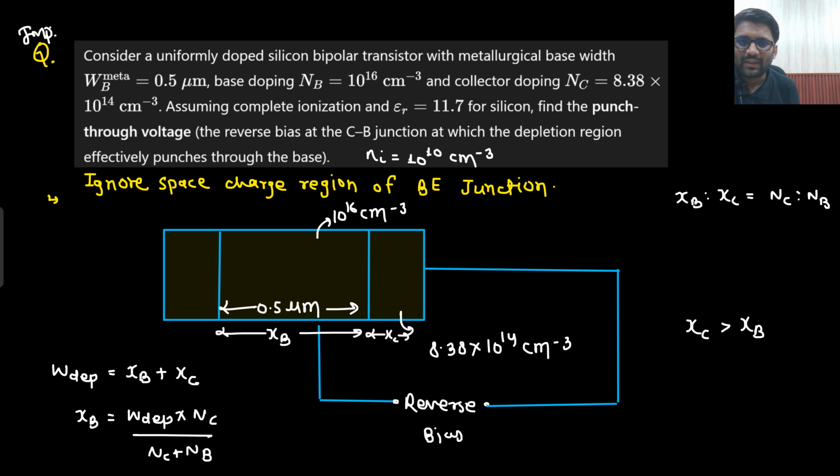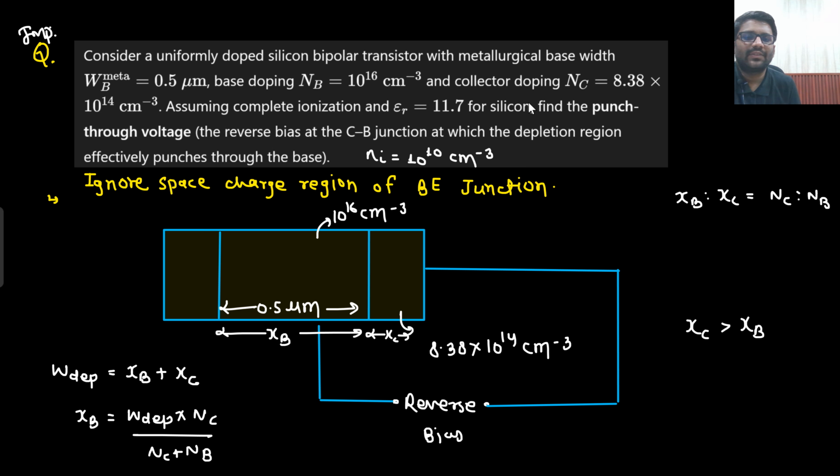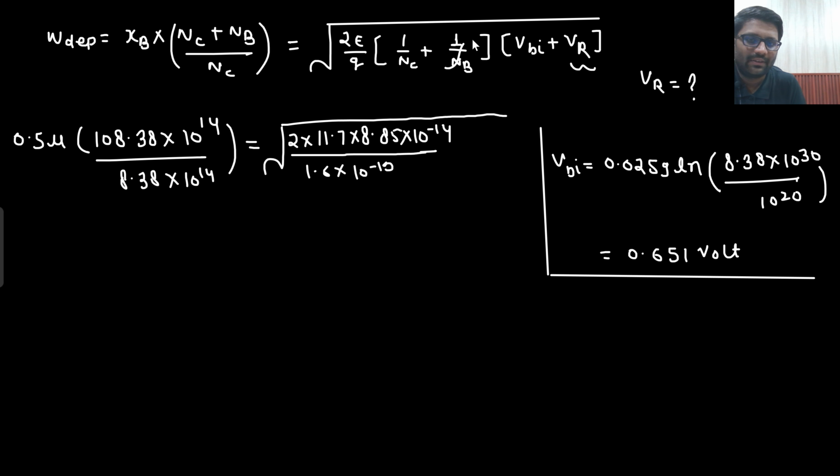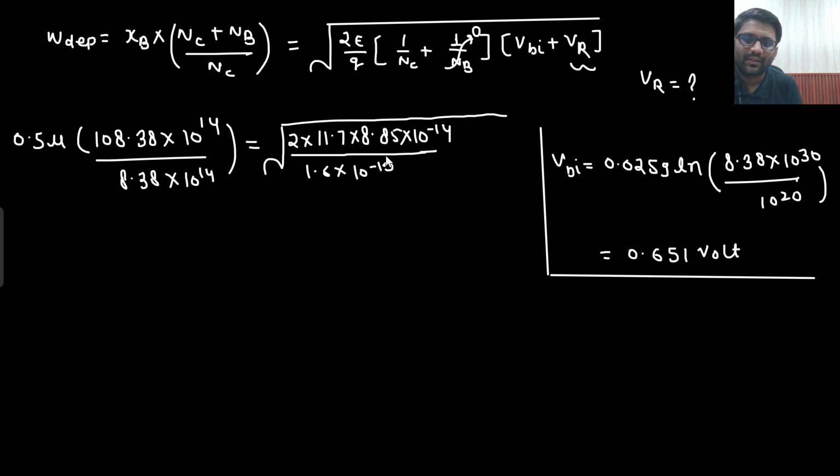Epsilon, what is the value of epsilon? 11.7. One by NC plus 1 by NB. You know that 1 by NB will be much lesser than 1 by NC, so only 1 by NC I will take. Basically, this I will ignore. Approximate answer I can tell: 8.38 into 10 to the power 14. V built-in plus VR. V built-in is 0.65 plus VR.